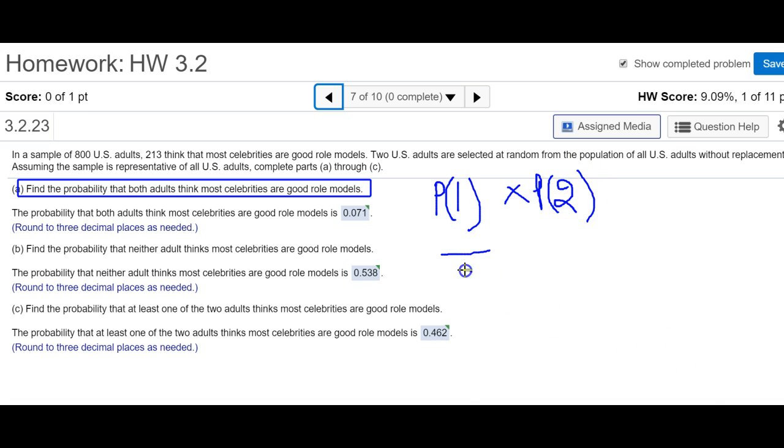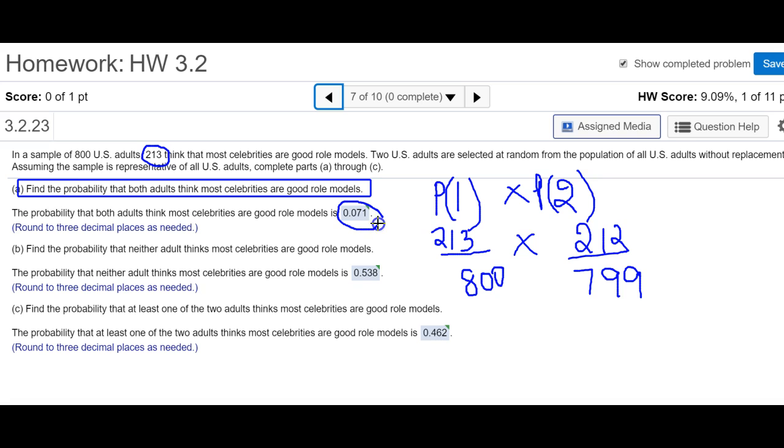How many people do I have? I have 800 adults, and out of them, 213 think they are good. So 213. I pick one adult out, and that adult is gone. So how many do I have now? I have 799. From 213, if I take one off, I have 212. And when you multiply this, you end up with 0.0071. Okay?